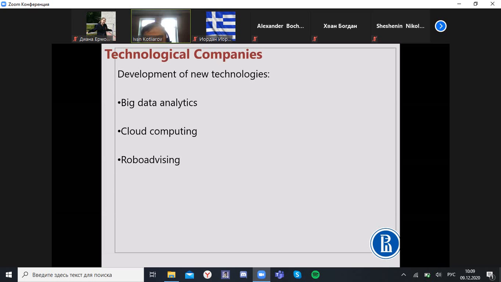Cloud computing. Ladies and gentlemen, we have already discussed this problem again. Now, it is very difficult to have all necessary computing capacities within one organization. In most cases, you will have to contact providers of cloud computing, cloud storage, in order to process and to store your information. Robo-advising, what is it?